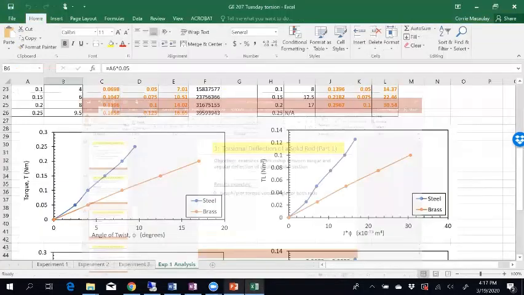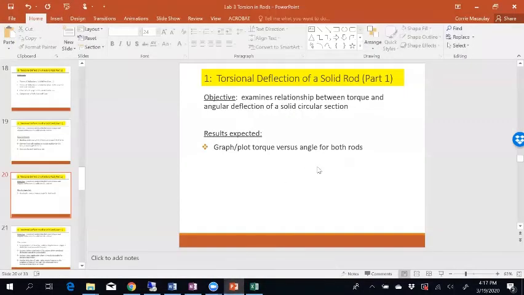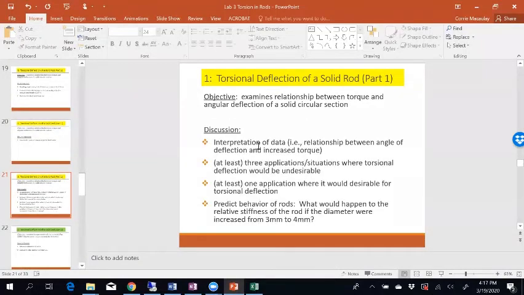So going back, these are the types of discussions I would expect. Look at your data. Tell me about your data. What is your data telling you? Is it increasing? Why is one lower than the other?